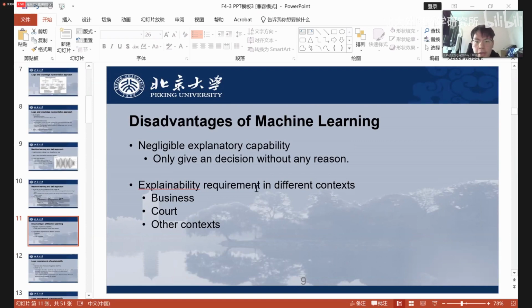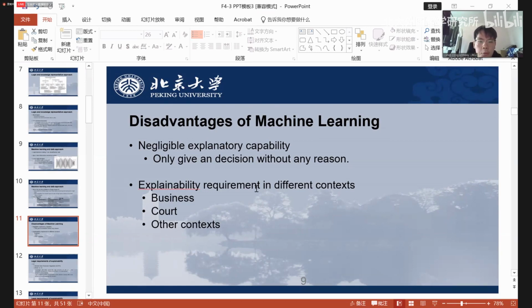But there is a main disadvantage of machine learning, because we all know that machine learning is a black box, so it cannot explain how it makes such a decision, and it will give no reasons for that decision. So we can go into the second part of my presentation.